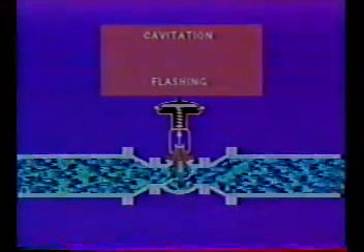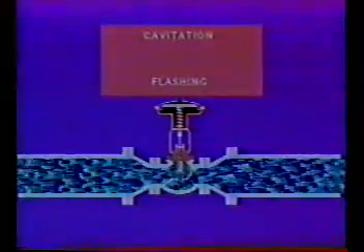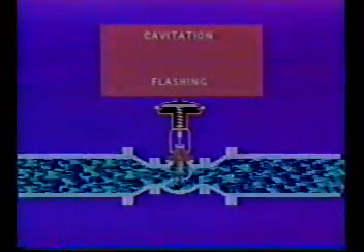That's because these can also affect flow through a valve. To understand how, let's examine each of these phenomena. We'll start with cavitation. As you may know, cavitation is a two-stage process: the formation of vapor bubbles and their subsequent collapse. Now, with that in mind, let's look at fluid pressure across this valve installation.